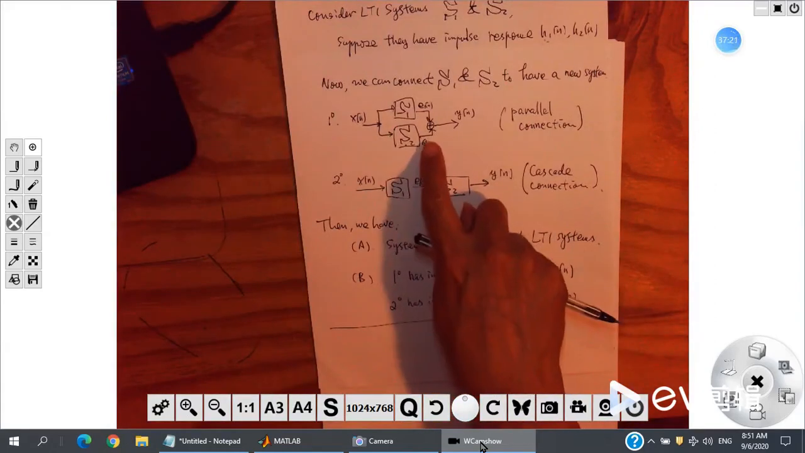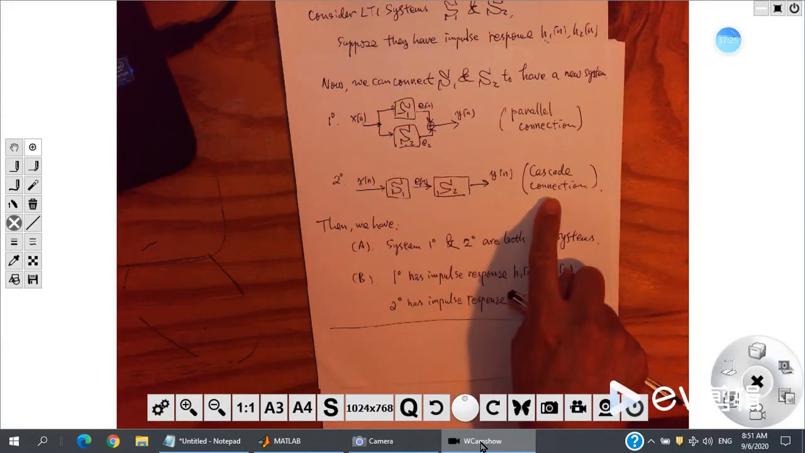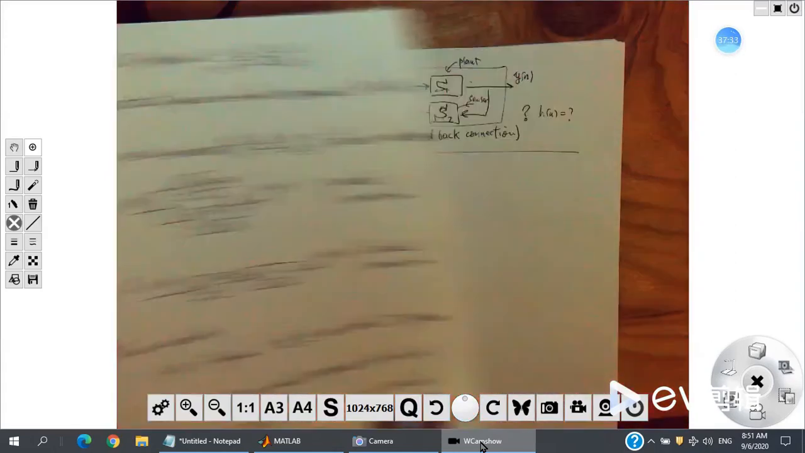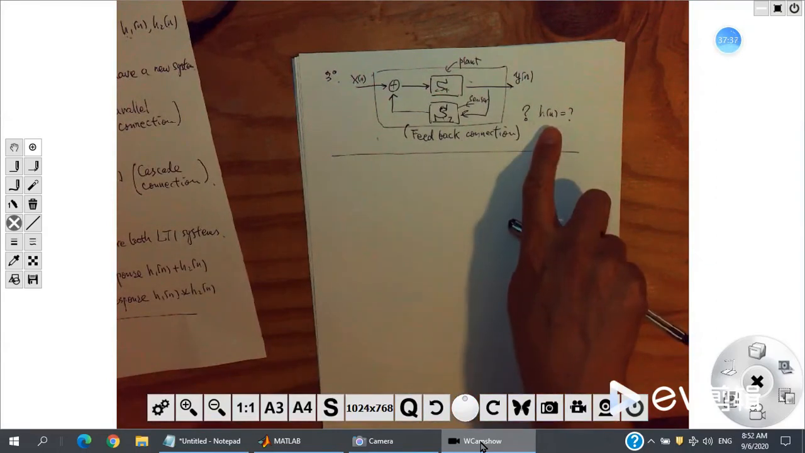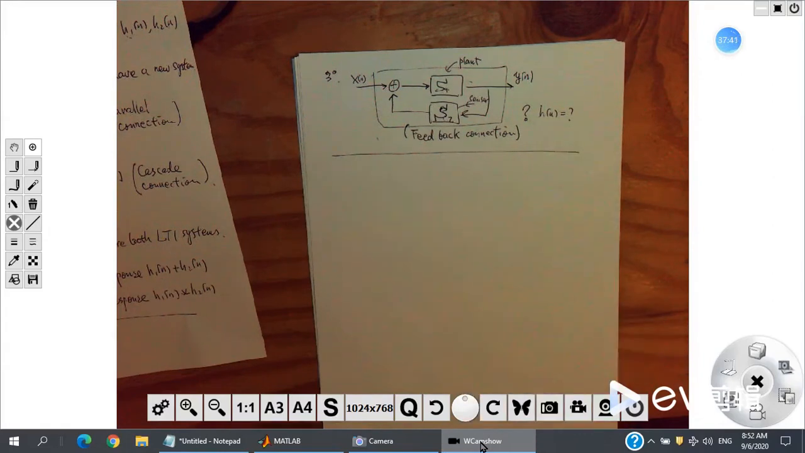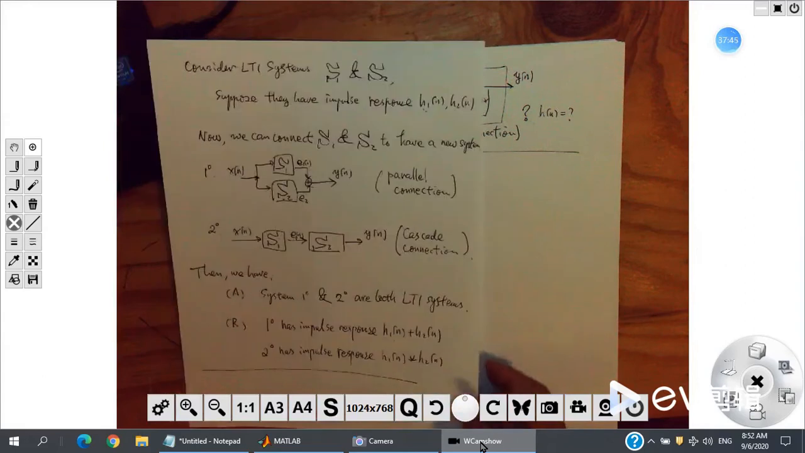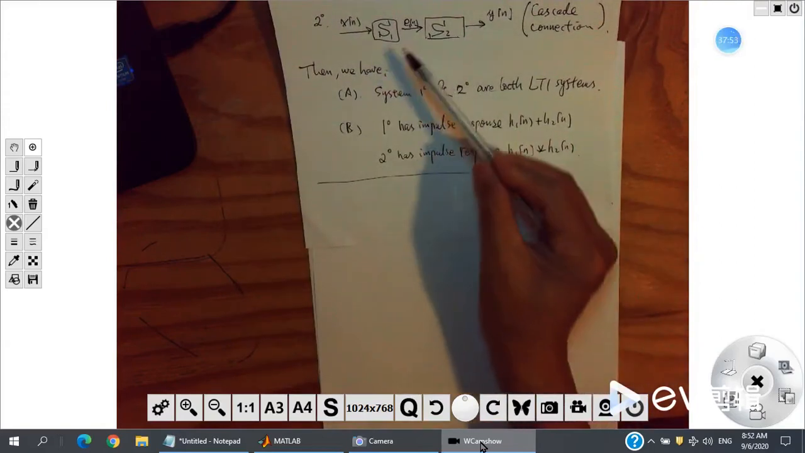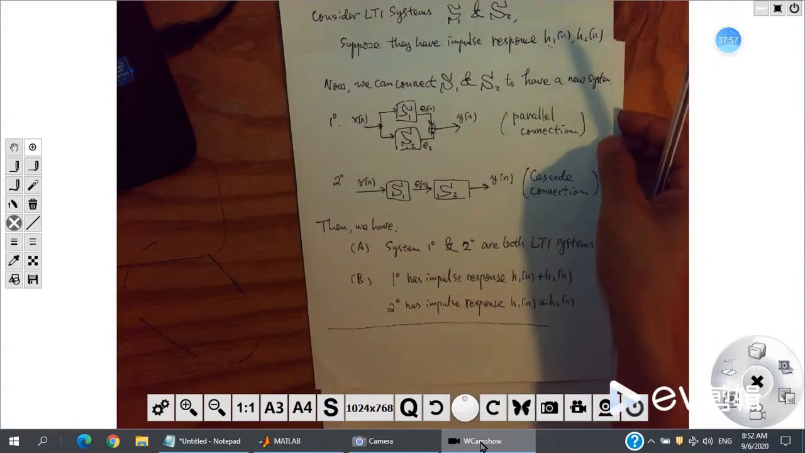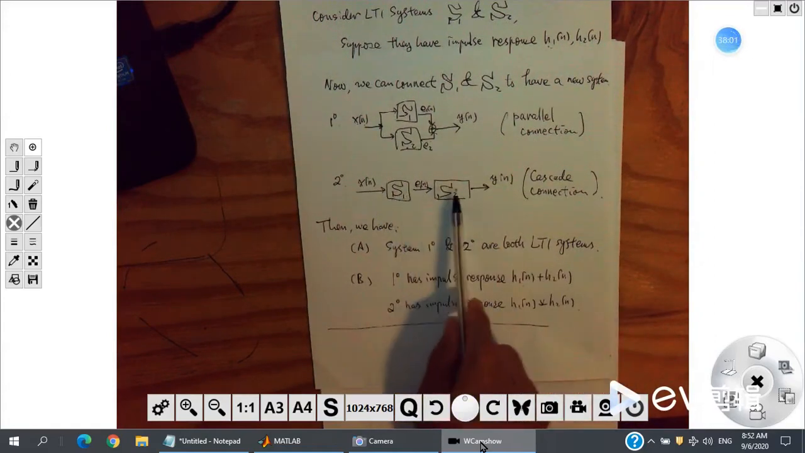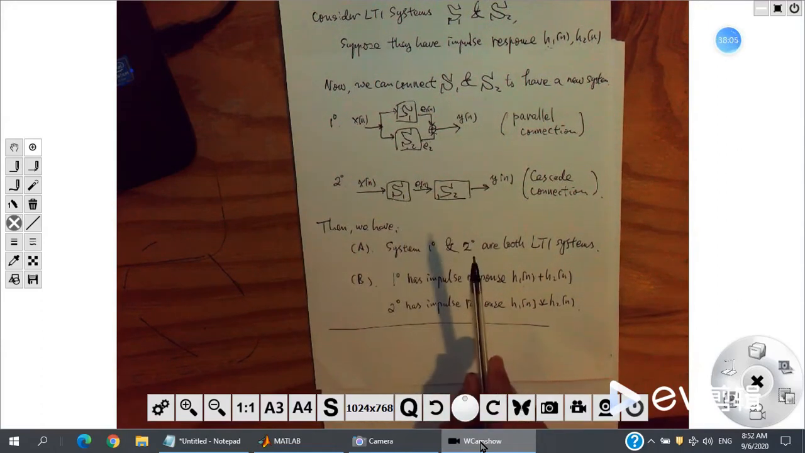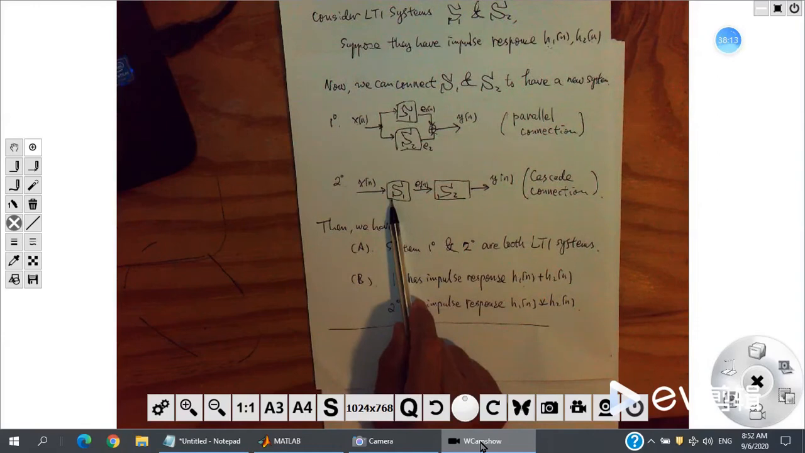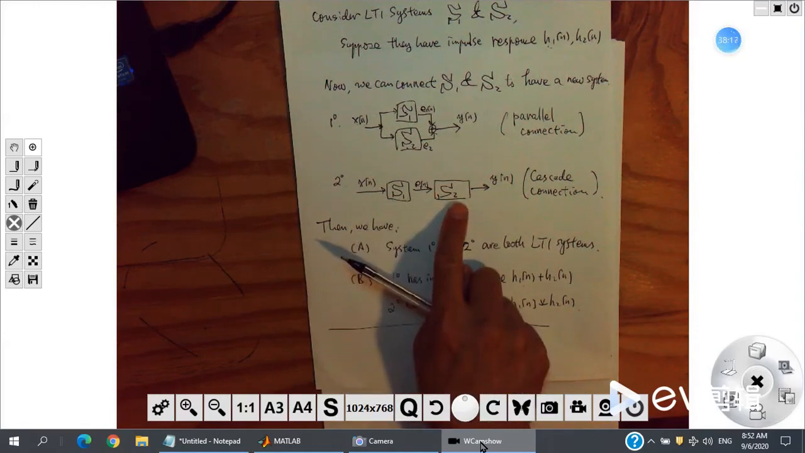We can have the parallel connection and cascade connection, and for these two cases, we know how to find the impulse response of the whole system. We also have this feedback structure; we will learn how to find its impulse response later. I want to say something about the connection. For both the parallel and cascade connections, you can change the order and the result is the same. You put S2 on top and S1 on the bottom, or you put S1 in front or S2 in front, and you will have the same thing.